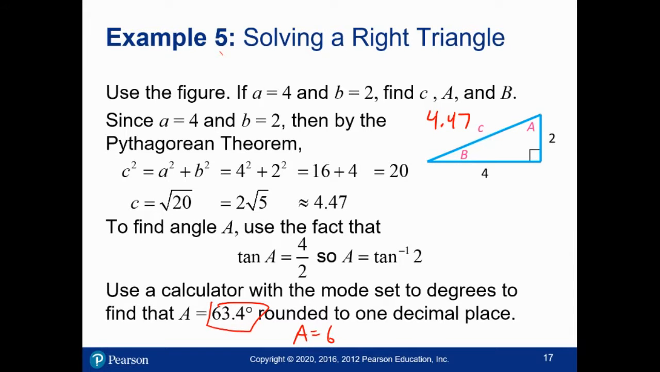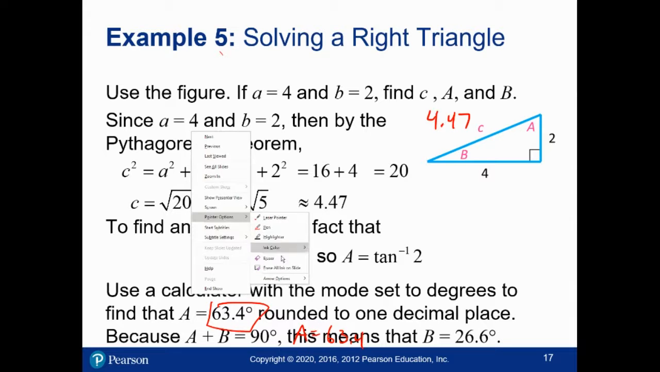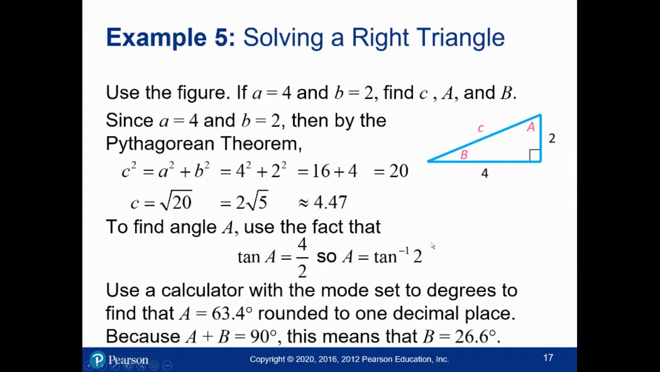If you wrote A is 63.4, I'd probably take off a point out of spite, okay? Because this is implying you're working in radians. It's not 63.4 radians, it's 63.4 degrees. So if you're working in degrees, use degrees, sorry. And then once I know one angle, use complementary angles to get the other one is 26.6 degrees.